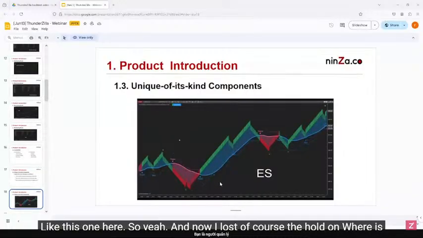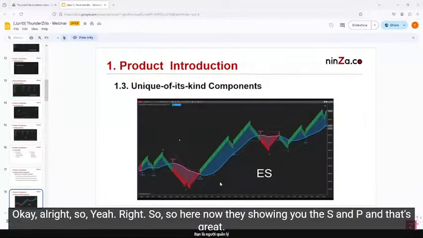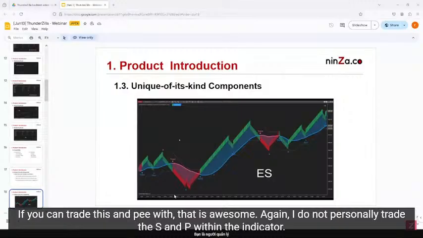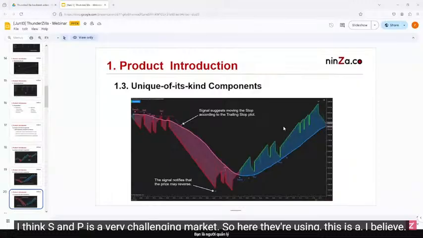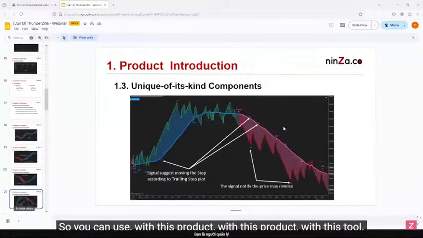So here now they're showing you the S&P, and that's great. If you can trade the S&P with Thunderzilla, that is awesome. Again, I do not personally trade the S&P with any indicator. I think S&P is a very challenging market. So here they're using, this is a Ninja Renko, I believe. So you can use Ninja Renko with this product, with this tool. So these are all the things we've seen on live charts.